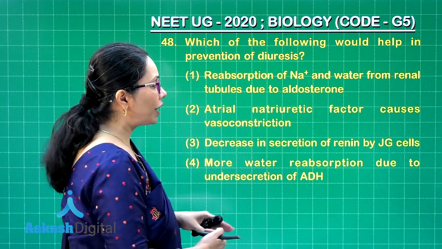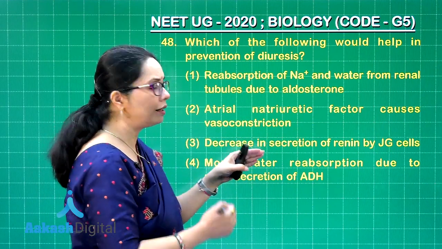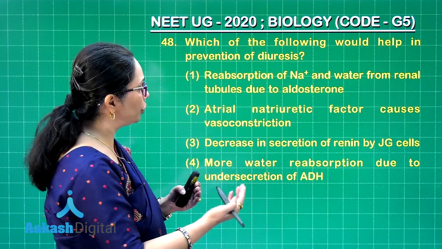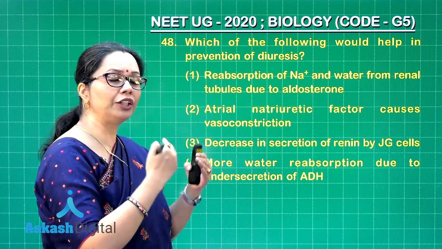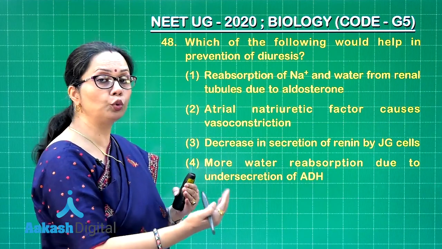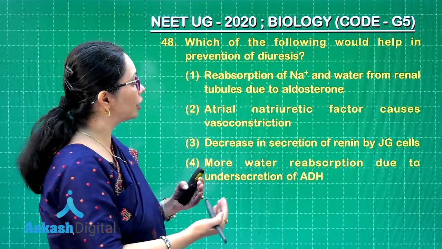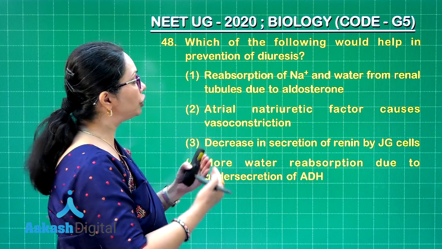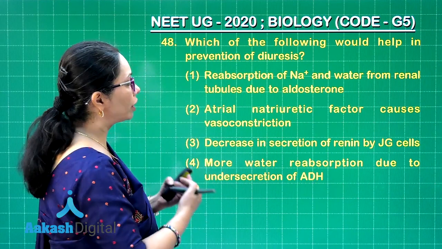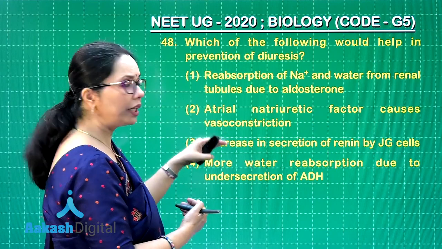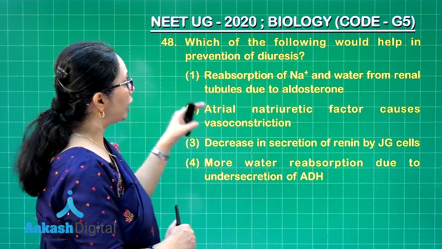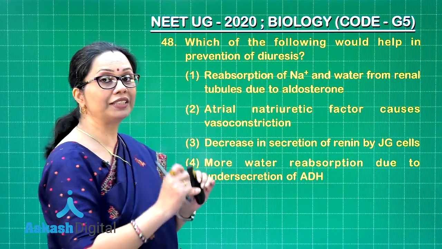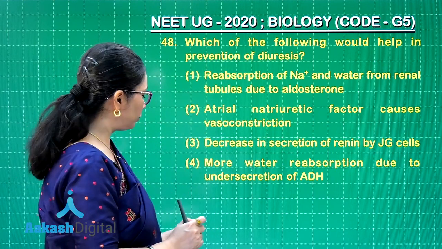Decrease in secretion of renin by the JG cells. Now renin stimulates the conversion of angiotensinogen to angiotensin 1, and then subsequently angiotensin 1 is converted to angiotensin 2 by ACE, that is angiotensin converting enzyme, and then aldosterone is released, which will then help in the absorption of water and salts. But here we are talking about decrease, so this is a wrong statement. Atrial natriuretic factor causes vasoconstriction. Now ANF is a vasodilator, so this statement is also wrong.